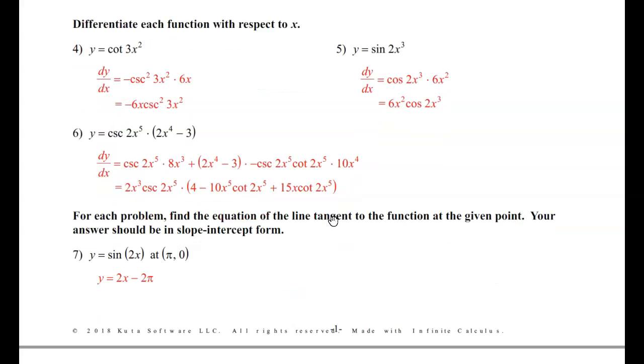Okay, looking down at trig derivatives, you have 4, 5, and 6. 7 is also trig derivative, but this time we are looking at the equation of a tangent line for the function.